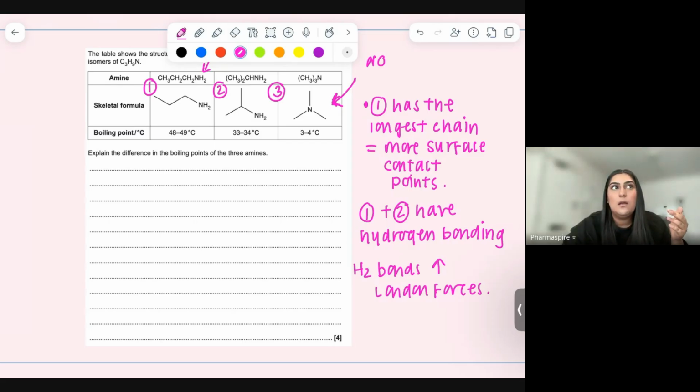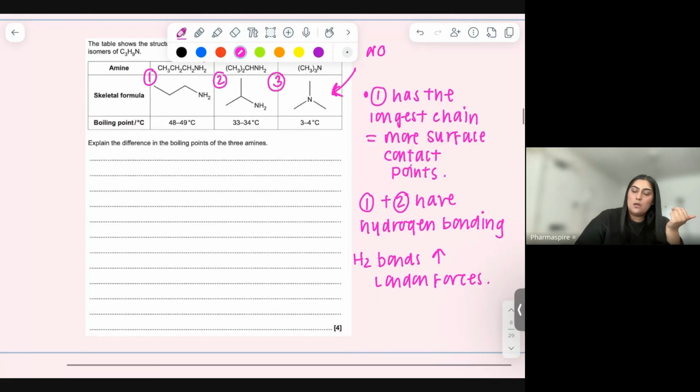They don't really like to ask it about amines. They could ask it about anything. They could give you normal side chains. You need to know it for long chain, surface contact points, high melting point, whatever. Cool. That's it, basically bullet pointed for all the marks.